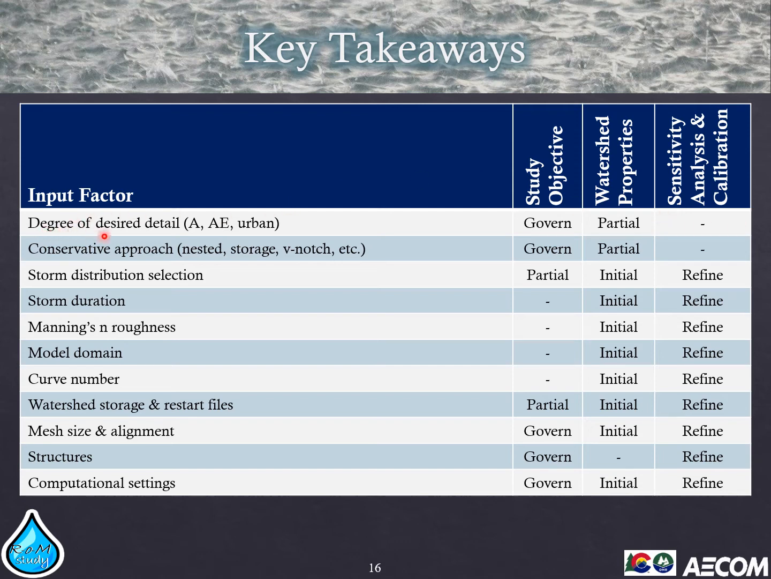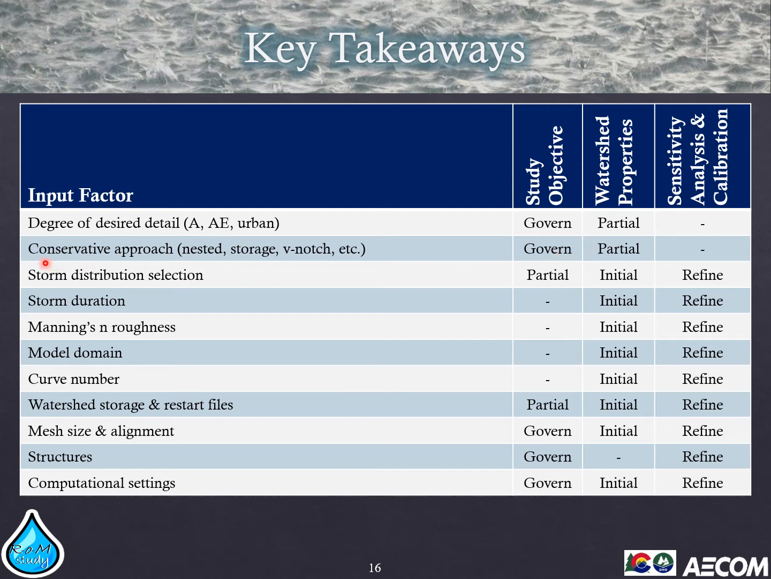In terms of degree of desired detail, whether you're going for a Zone A as an approximate or AE as in detailed, or if this is in an urban setting, your study objective of what you're actually trying to do is going to govern how the rest of this is implemented for the most part. Now, your watershed properties are going to play a small part in this, based on if it's an urbanized area, or let's say it's a meandering stream versus a canyonized one. Your watershed will influence how much detail you'll put in your model.